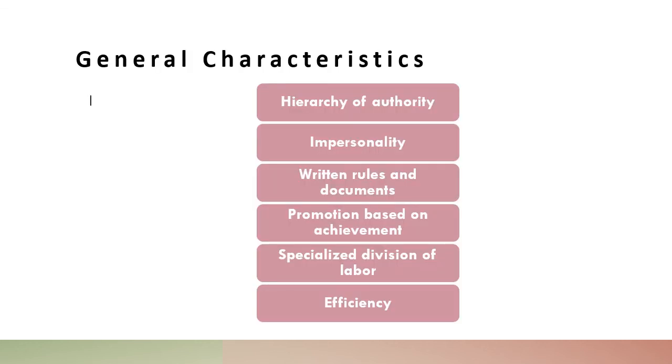So the general characteristics of his theory are the following: hierarchy of authority, which I have already mentioned, where power must be transferred from higher level to the lower level. Impersonality, that the decisions in the organization must be neutral, and the person shouldn't consider his own interest in taking any decision, but act for the public interest. Then written rules in documents, and promotion based on achievement, that the promotion of any state employee must be based on his achievement, and no personal favor must be given to any state employee. Specialized division of labor, that the right person must be appointed for the right job. Efficiency, less input, maximum output. So these are the general characteristics of the theory of bureaucracy by Max Weber.